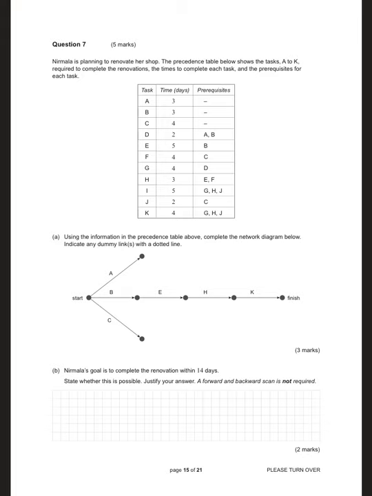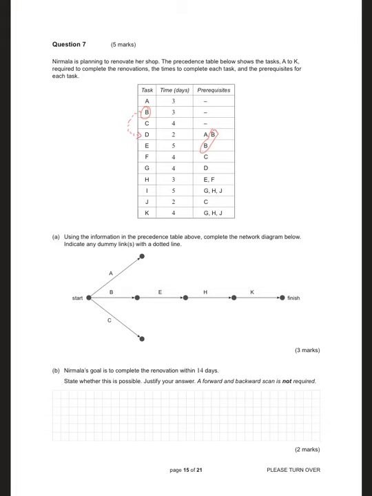Question 7, Nirmala. Got more international names. He's planning to renovate a shop. Precedence table below. Use the info on the precedence table to complete the network diagram below. Indicate any dummy links with a dotted line. So you're told that there's dummy links. Here I can see shared prerequisites, but not exactly the same. So the dummy link is going to go from the shared prerequisite to the task with another prerequisite. So it's going to go from B to D.